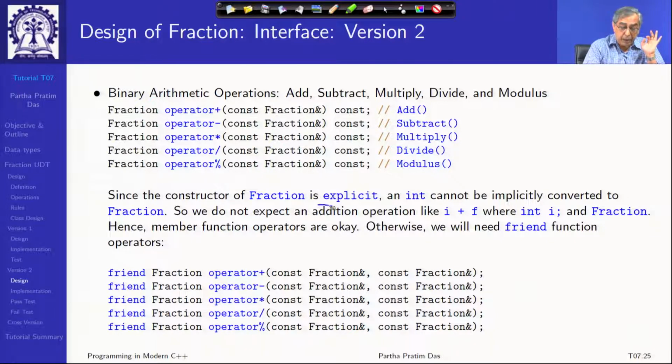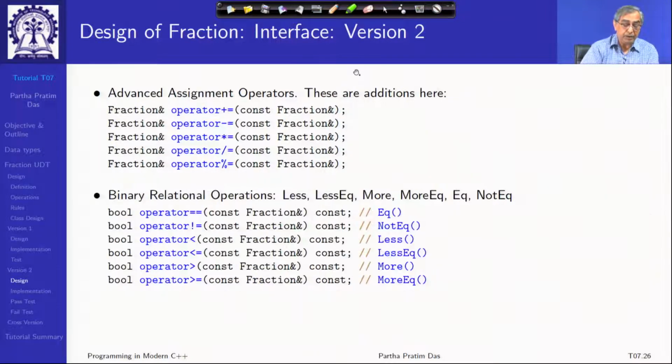Now, our constructor here is explicit, which means that we will not allow an integer to be implicitly converted to a fraction. So, obviously, the first member being a fraction is a very good assumption, and therefore we do not provide the friend form of the operators, which you may provide, there is no harm, but it just suffices to have member function operators overloaded for your addition, subtraction, binary operations.